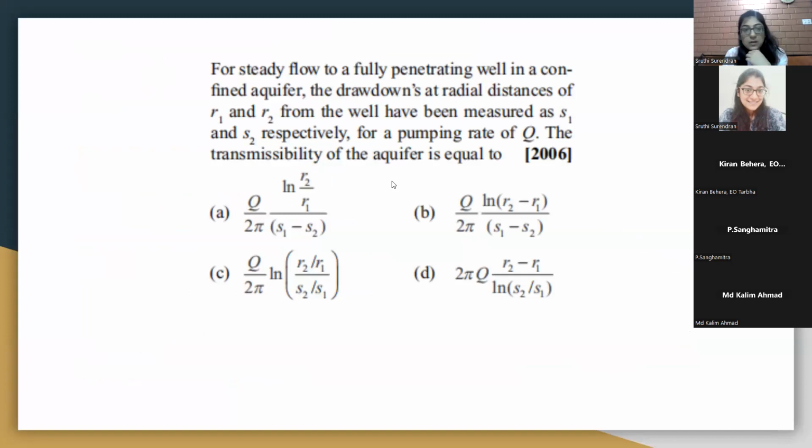Okay, now moving on, next question. For a steady flow to a fully penetrating well in a confined aquifer, the drawdowns at two radial distances are measured as S1 and S2. For a pumping rate Q, no value is given. We just need the formula for the transmissibility of the aquifer. Transmissibility, confined aquifer. What is the formula for the transmissibility of an aquifer?